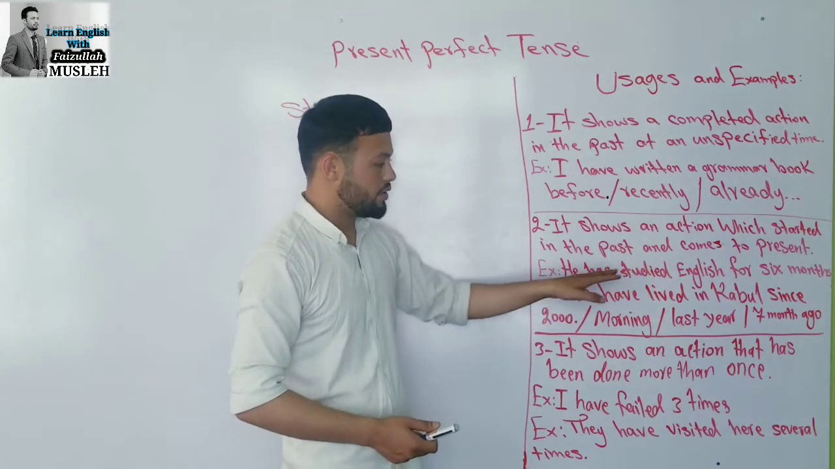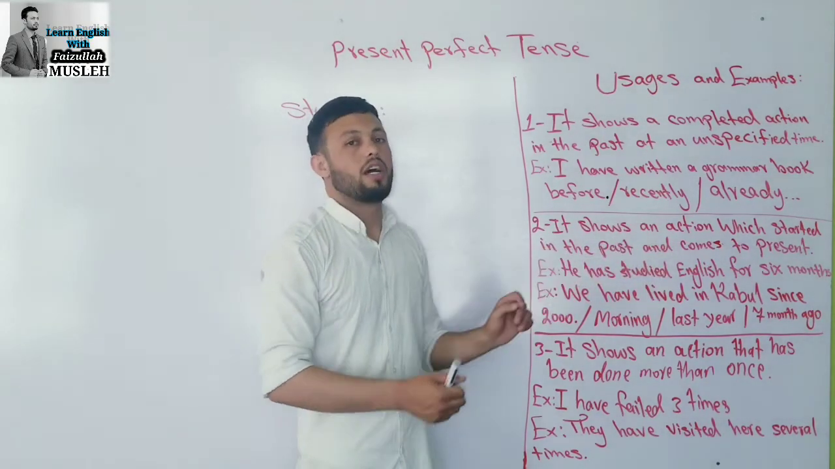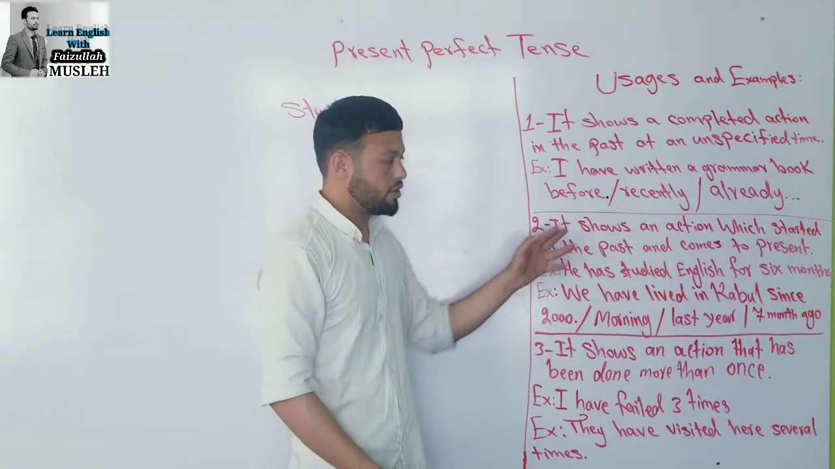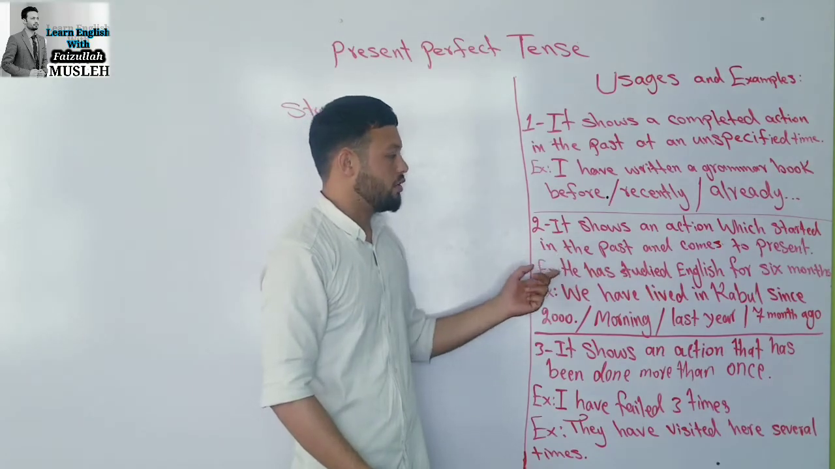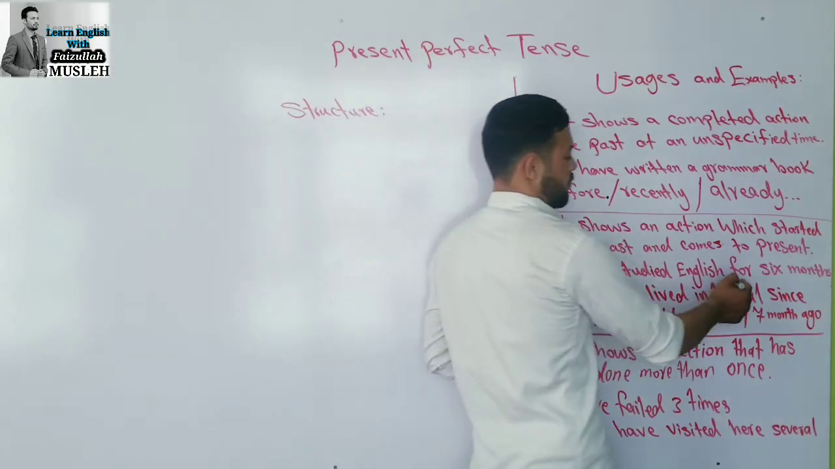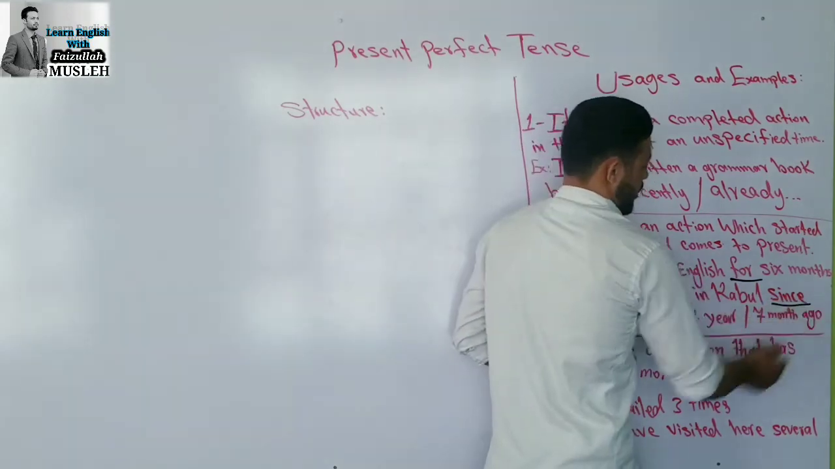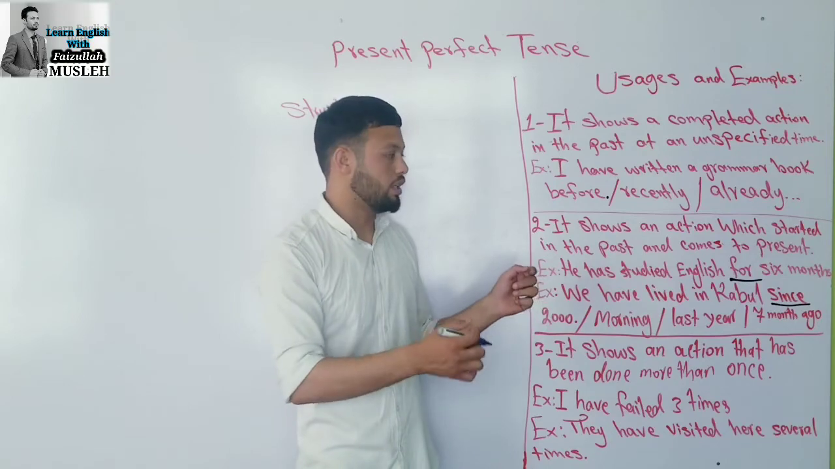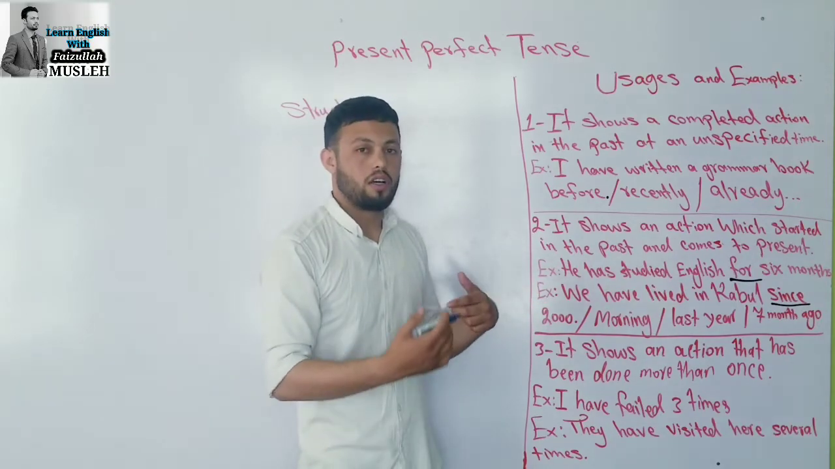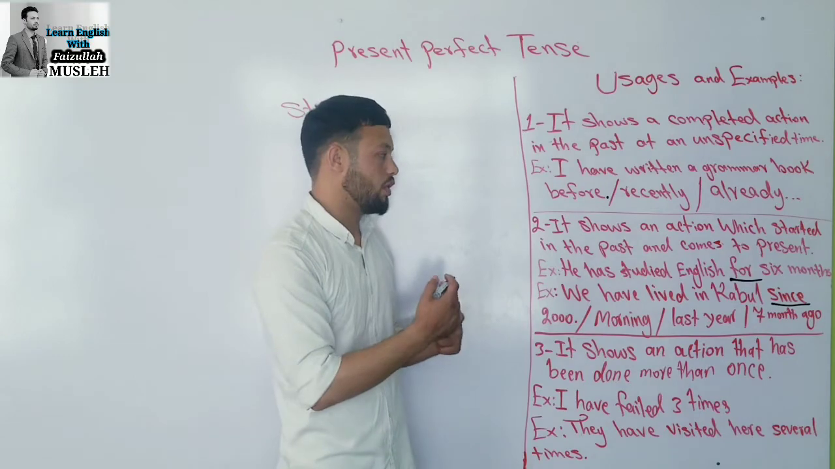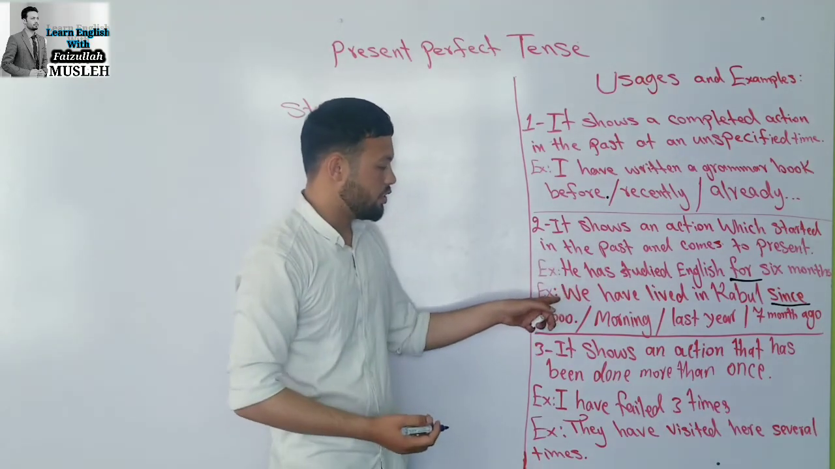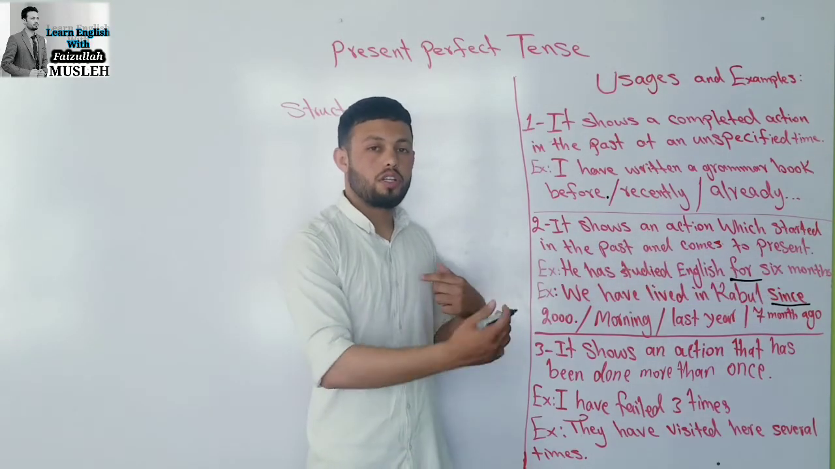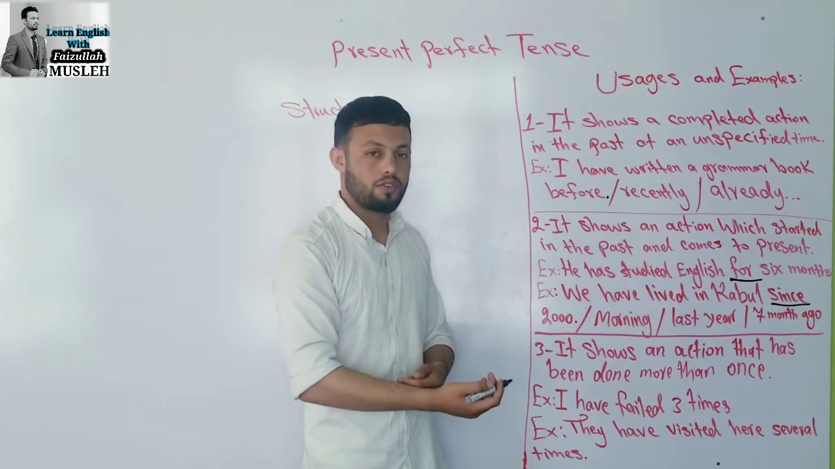Now, when I say he has studied English for 6 months, now this action was started in the past. It's 6 months ago. And we use since and for in this usage. For shows the duration, for how long, or the length, how long this action was happening or happened for. And we use since for the starting time of an action. It shows when the action started.